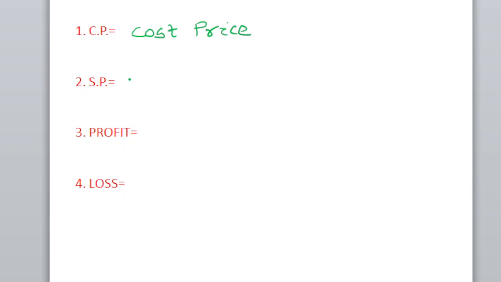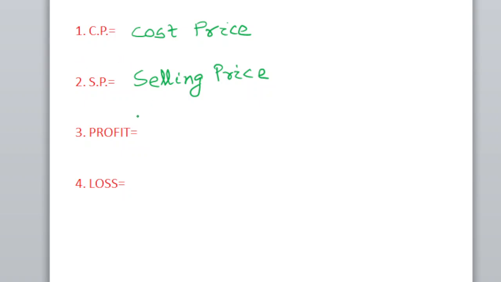Now SP. Here, SP means selling price. Now what is selling price? The price at which an item or article is sold, that is your selling price. Now listen, in this chapter, that is profit and loss, you will consider yourself as a shopkeeper. That means you are buying an article and selling that article. So the price at which you buy that article, that is your cost price, and the price at which you sell that article or item, that is your selling price.